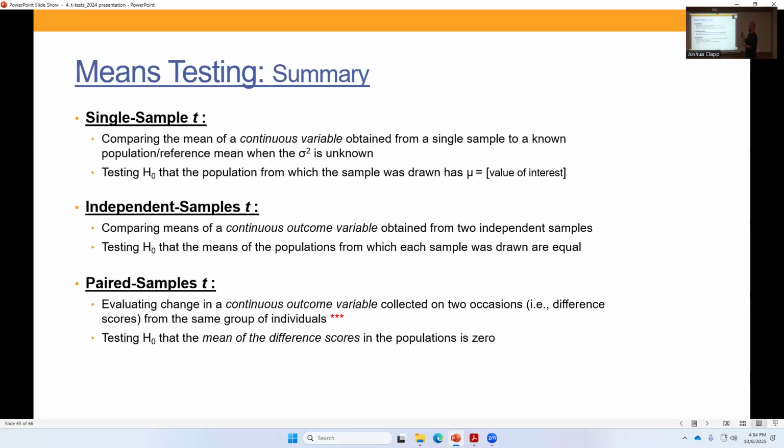Independent sample t, this is easy. We're just looking at two different groups and wanting to test whether the population means across these two groups are equal to one another.